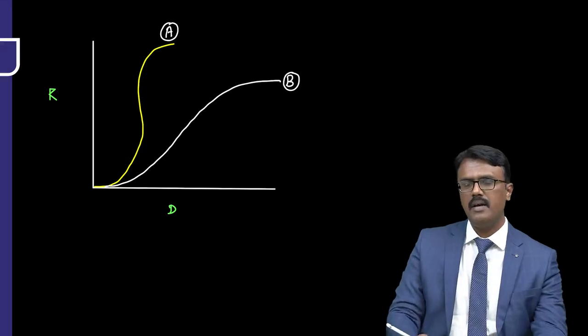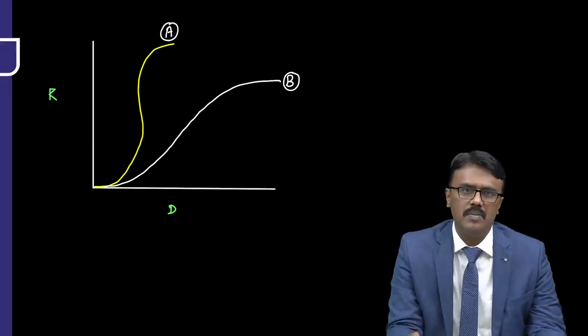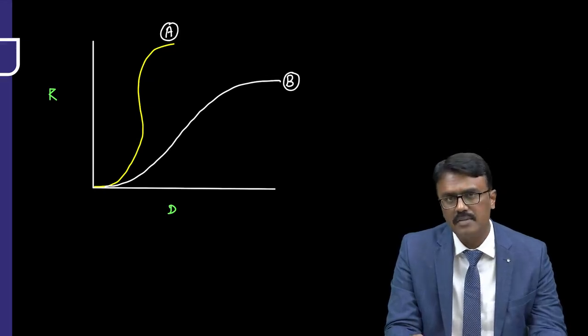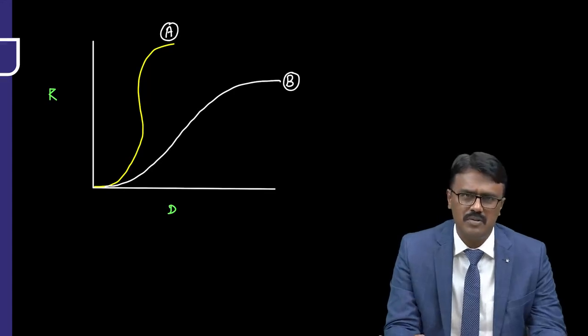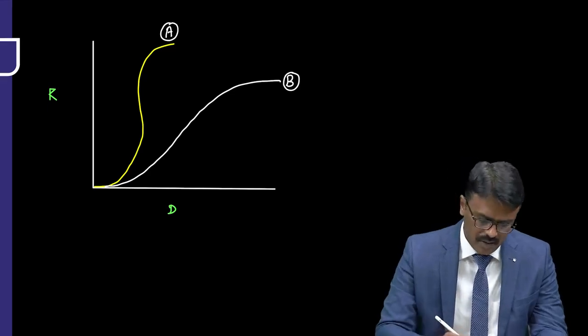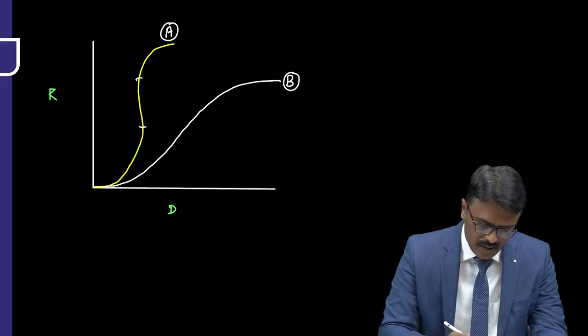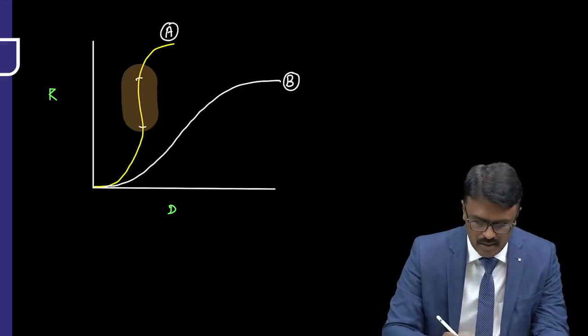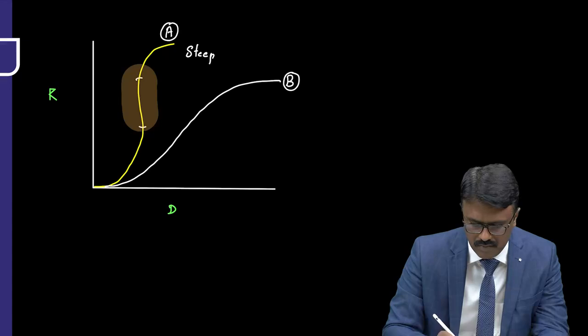So this is the response, this is the dose. Now tell me, if I want to prescribe a drug to a person, will you prefer giving A or B? Which one is better? Which one is safe to use? A or B? Take your time. Now remember, this middle part is the slope of the curve and this is very steep here. So this is called the steep dose response curve.